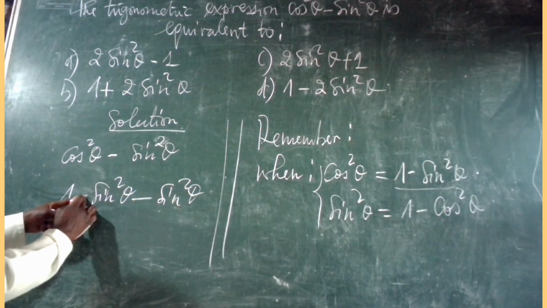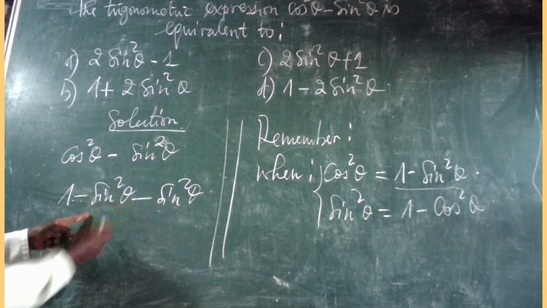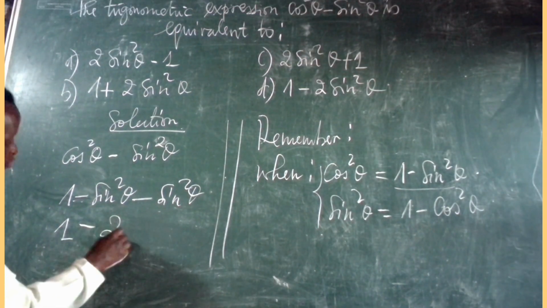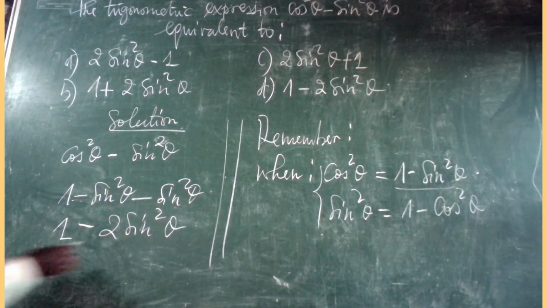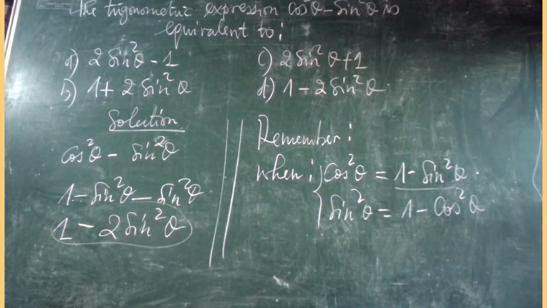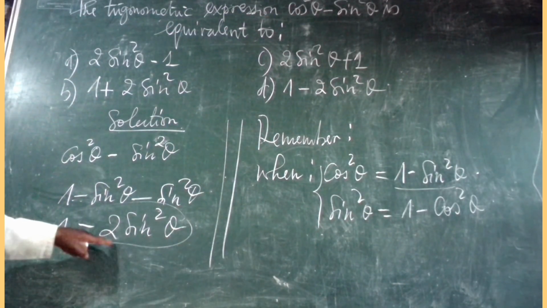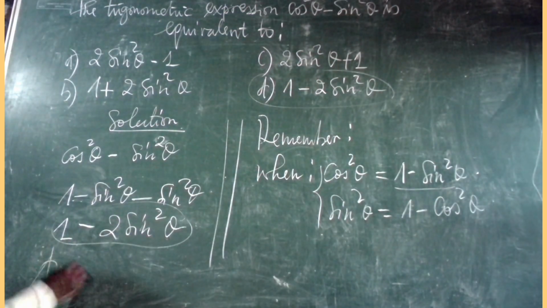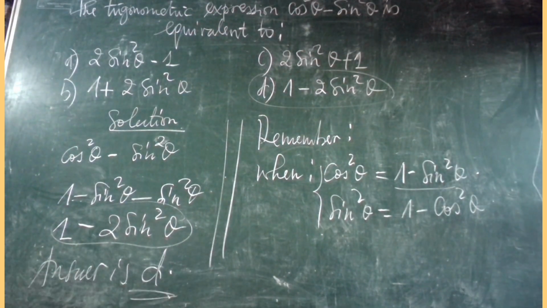When we have minus, we have to add these ones, and you write one sign among those two. We remain with 1 minus 2 sine square theta. So now we are going to see the good answer among the four answers you have there. It is not this one, and it is not this one either. 1 minus 2 sine square theta, it is this one. It means the answer is letter D.